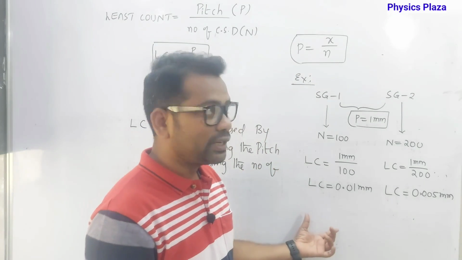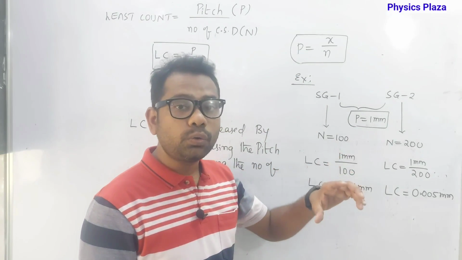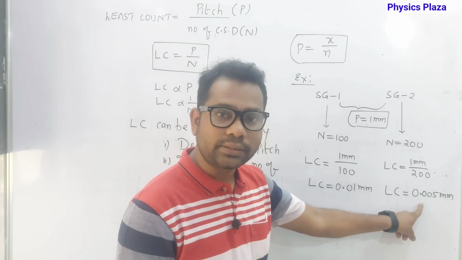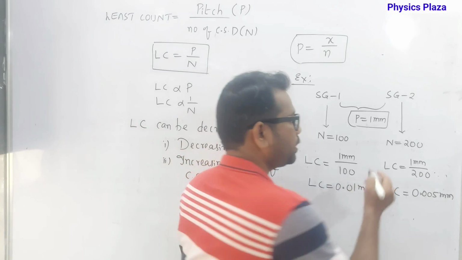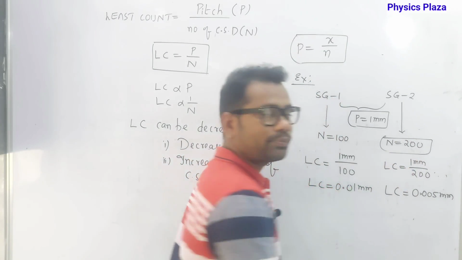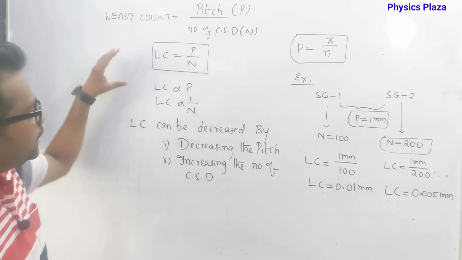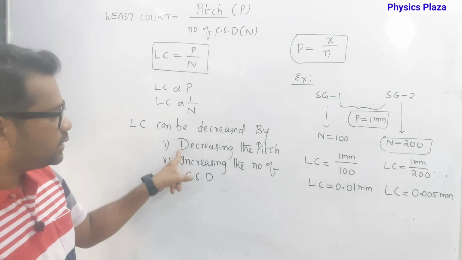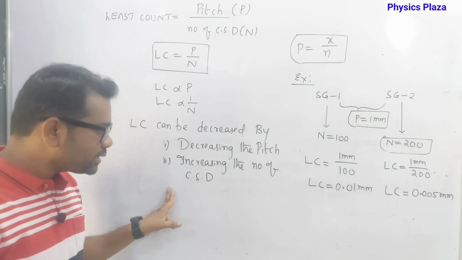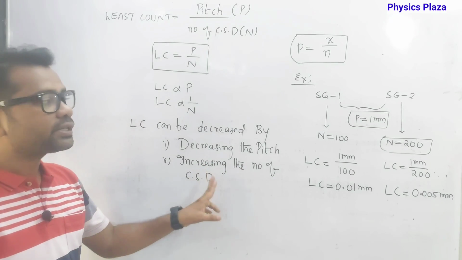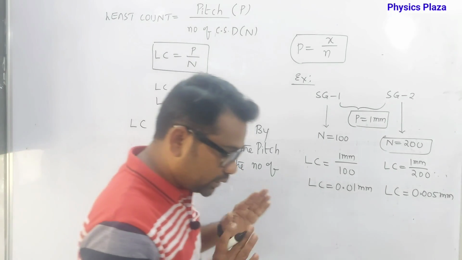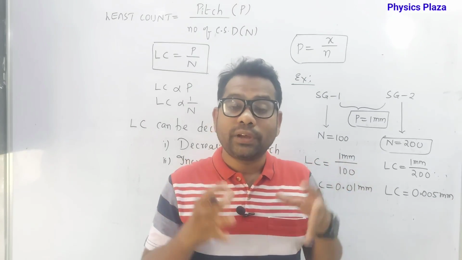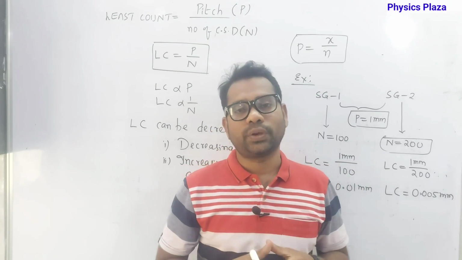So what I am trying to say is very, very important. How to decrease the least count? Here least count is decreased by having more number of circular scale divisions. Is that clear? So the least count of screw gauge can be decreased by decreasing the pitch or by increasing the number of circular scale divisions. Okay, children, so this is how actually we can calculate the pitch of the screw gauge, and we also can calculate the least count of the screw gauge.